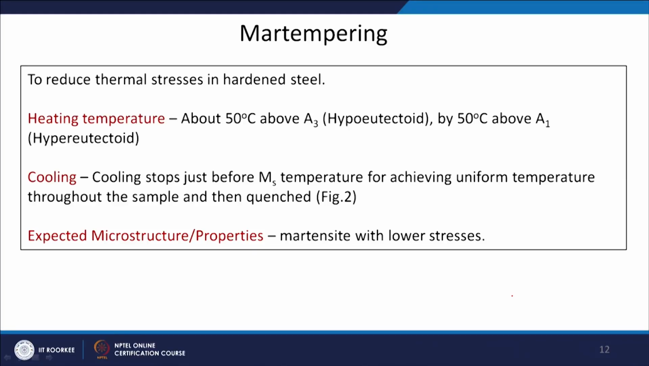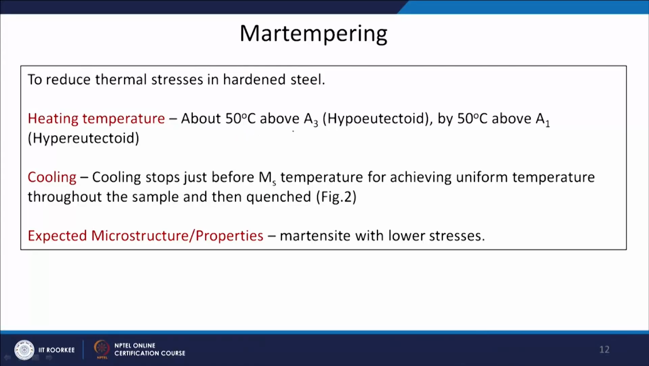Then there are a couple of very interesting processes. One is, for example, mar tempering. It is to reduce the thermal stresses in hardened steel. So you can have water quenching also, but to reduce thermal stresses, we can be smart enough here. We can use a trick, and that is what we do in mar tempering. To reduce the thermal stresses, I use a process called mar tempering. I will show what we mean by that.